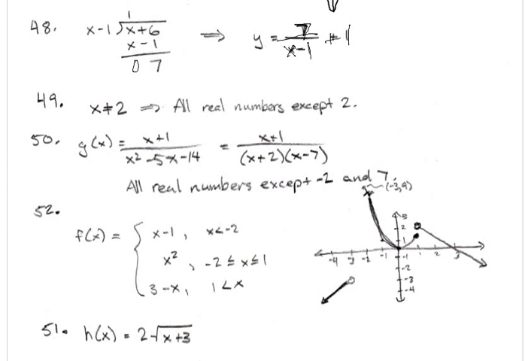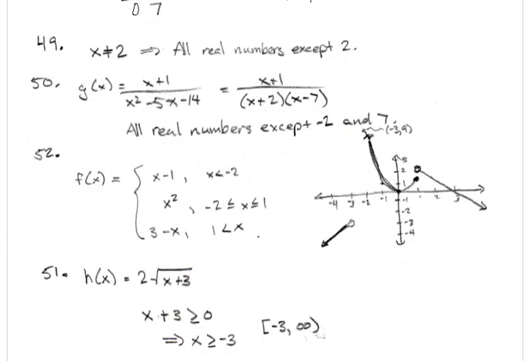To find the domain of number 50, we have to factor x squared minus 5x minus 14 so that we can know when it is equal to 0. Its factorization is x plus 2 times the quantity of x minus 7. So we could say, in a very similar sense to number 49, that it is all real numbers except for negative 2 and 7.